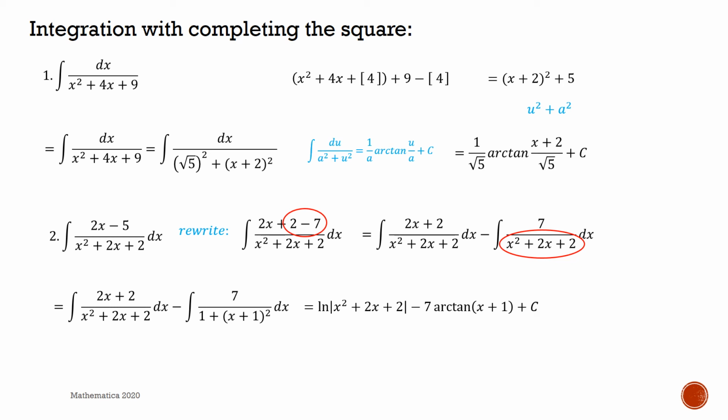Final answer: the ln of the absolute value of x squared plus 2x plus 2, minus 7 times the arctan of x plus 1, and then of course plus C, my constant. So as you can see, sometimes you need to rewrite or modify the question so that it will fit one of those forms that we're looking for.